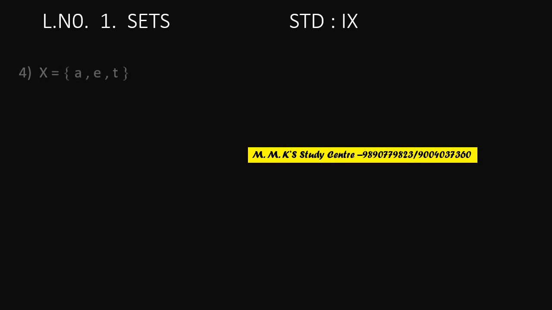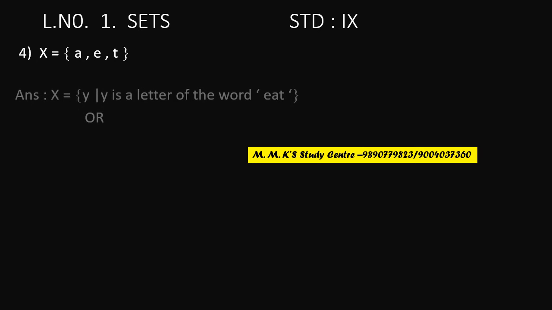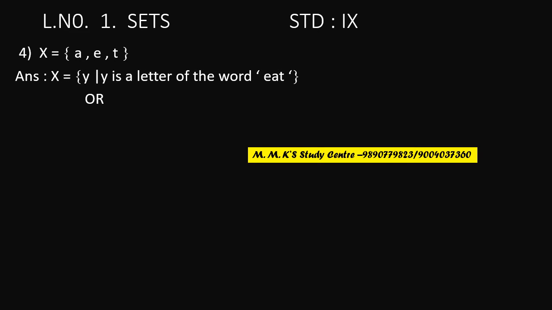Question number 4. X is equal to {A, E, T}. Means X is a set of the alphabets A, E, T. So here we have two answers for this. Answer 1. X is a set of y such that y is a letter of the word EAT. Or we can write, y is a letter of the word TEA. So these two answers are possible. In the exam we have to write any one, children. Don't write both. Now next question.